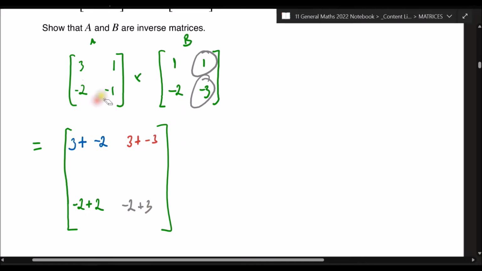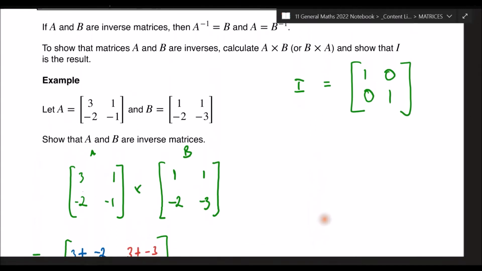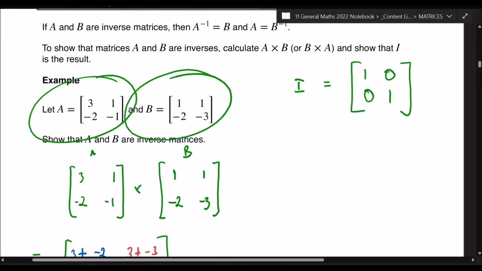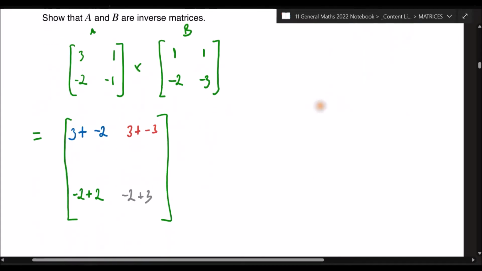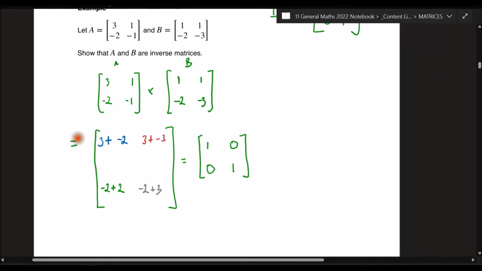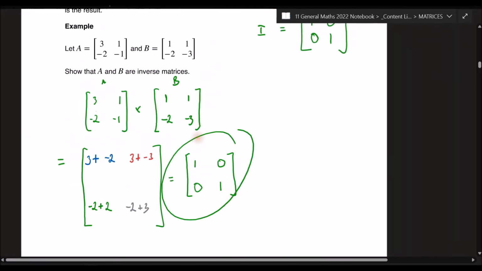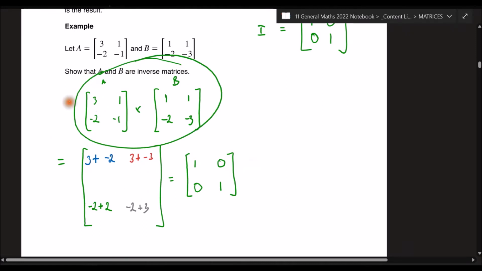Let's evaluate this. Remember, what we're trying to prove is these two are inverses of each other. If they're inverses of each other, when we multiply them, they should equal that identity matrix. I've multiplied them, now let's finish by evaluating them. 3 plus -2 is 1. 3 plus -3 gives you 0. -2 plus 2 gives you 0. -2 plus 3 gives you 1. See now how I've got my identity matrix. So they must be inverses of each other.